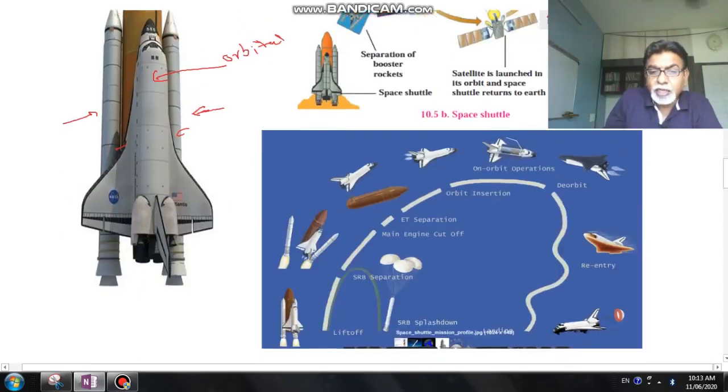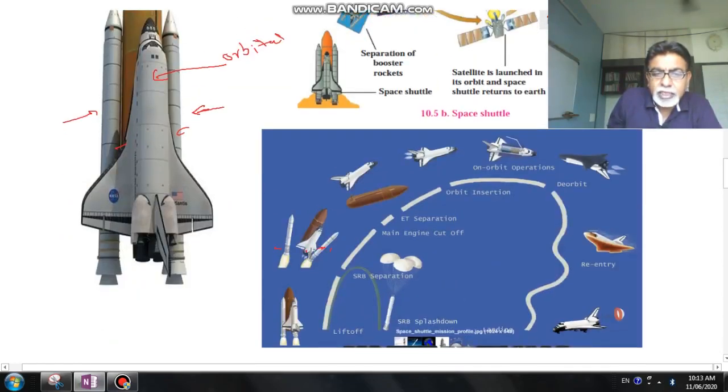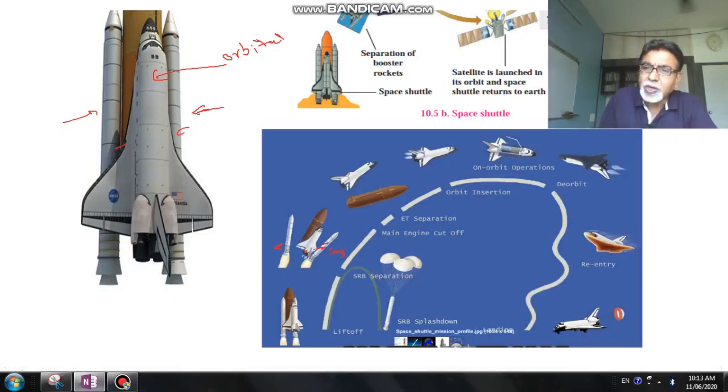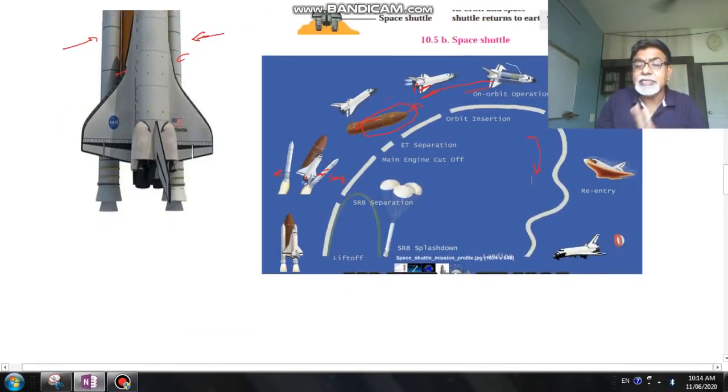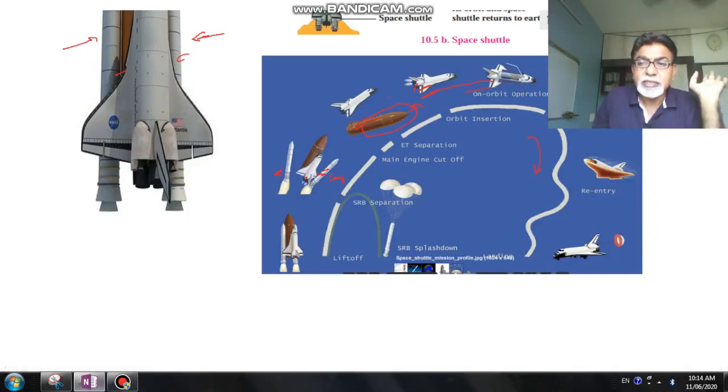Now when launched, within 2 or 3 minutes these booster rockets fall, mostly in the ocean. That's why launch stations are near the seashore, so the booster rockets can be reused. Then the fuel tank falls when it attains a particular height, and then the orbiter moves into orbit, particularly low Earth orbit, and then it can return back to the Earth's surface after finishing the task. In this way spacecraft can be used to avoid loss and reuse the vehicle again and again.